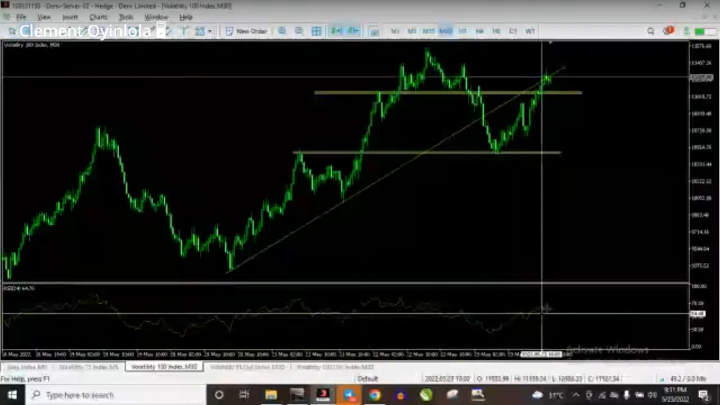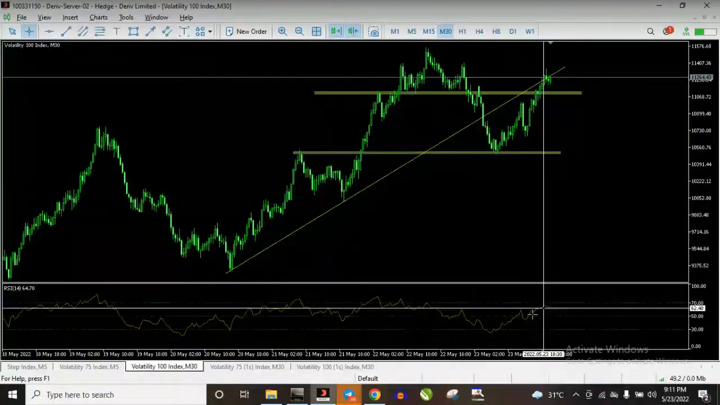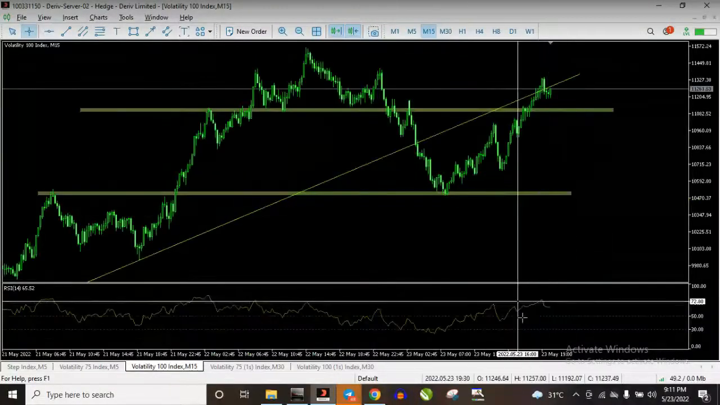Now, on 30 minutes, it is approaching the overbought region. On 15 minutes, it is already overbought.